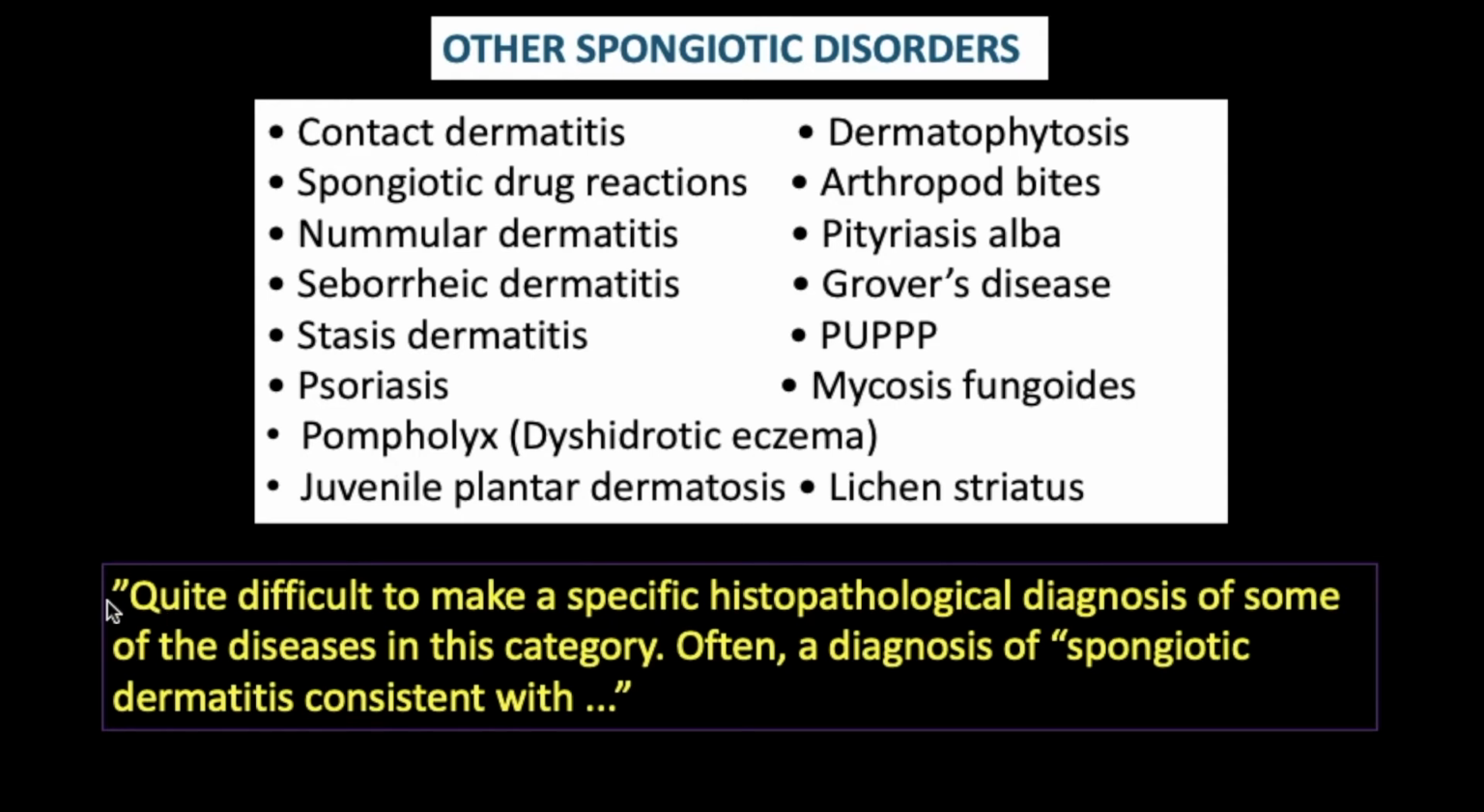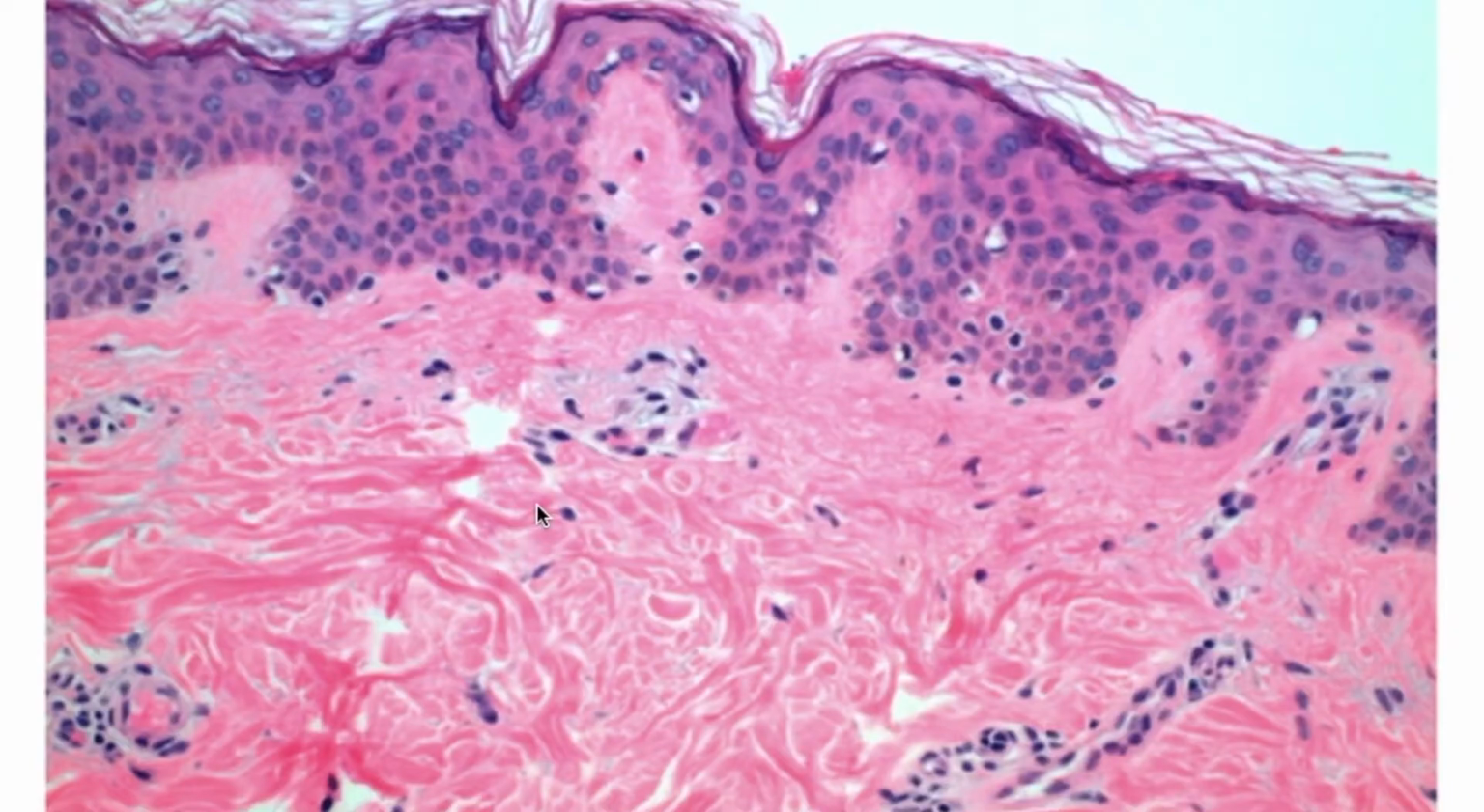And if you read Weedon, he clearly mentions that it is difficult to make a specific histopathologic diagnosis of some of the diseases in this category, and often you sign out these cases as spongiotic dermatitis consistent with, and you mention a list of differential diagnoses. So I will try to cover some of the specific entities that we encounter in real practice and that are also commonly tested.